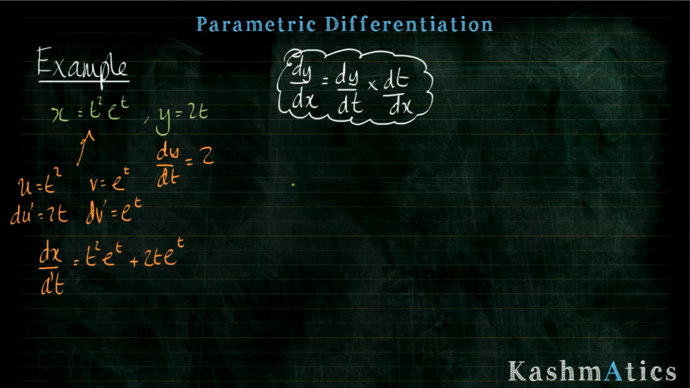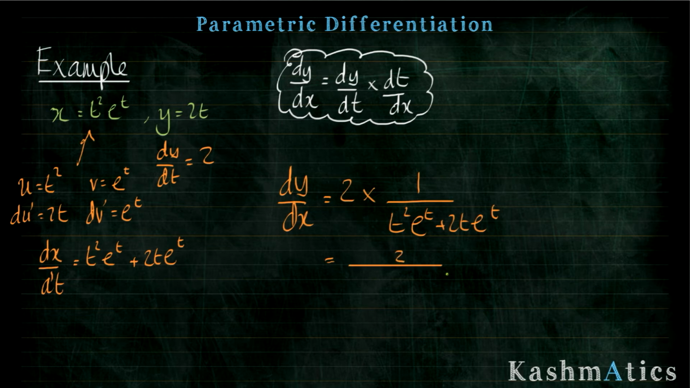And let's just put it all together. dy by dx would equal dy by dt, which is 2, multiplied by dt by dx, which is the reciprocal of all of this. So 1 over t squared e to the power t plus 2t e to the power t. And we could simplify all of this by putting the 2 in the numerator, because that's all there is in the numerator. And in the denominator, I'm going to factorize out an e to the t as well as a t. So t e to the t.